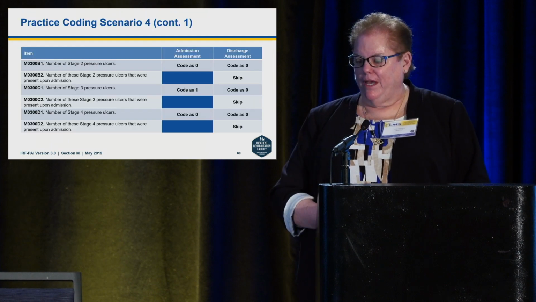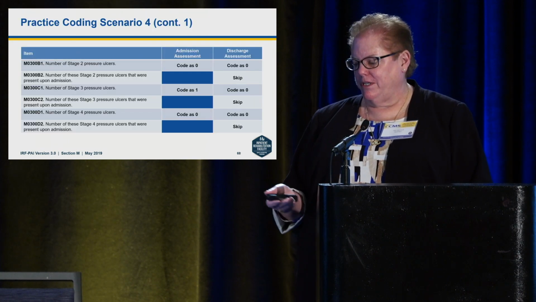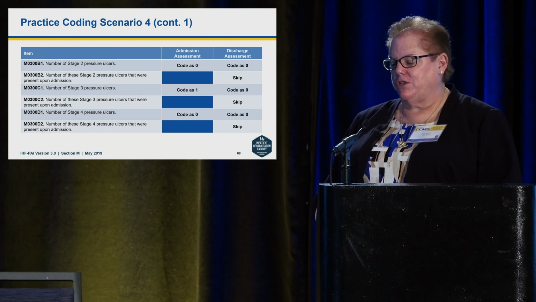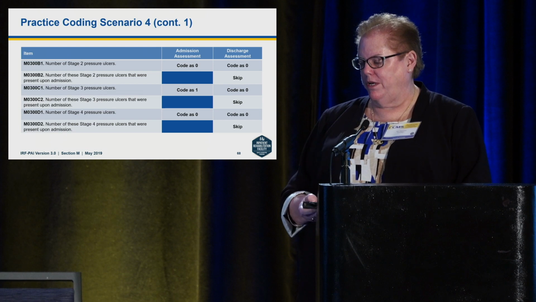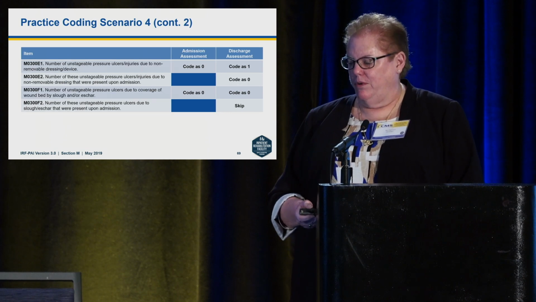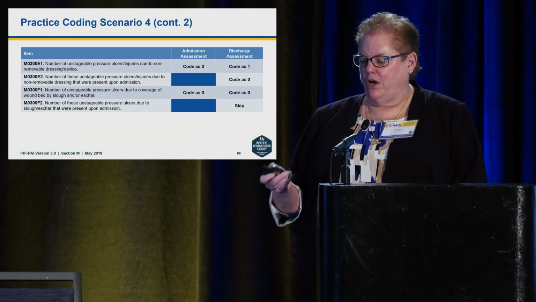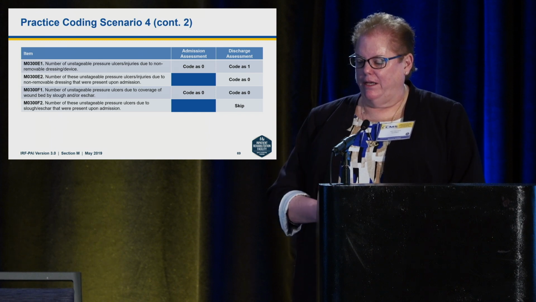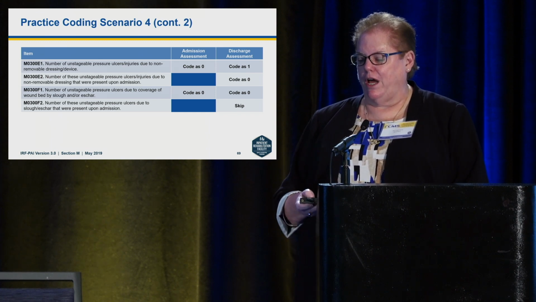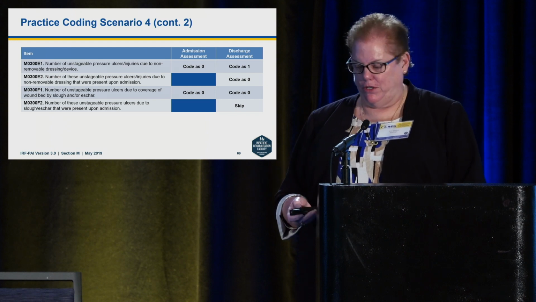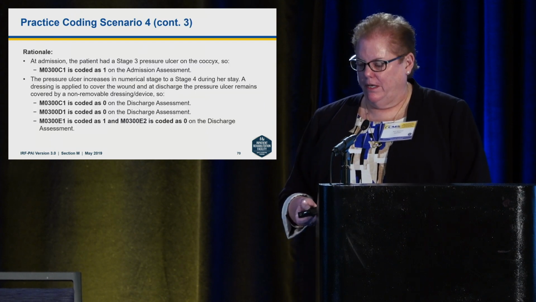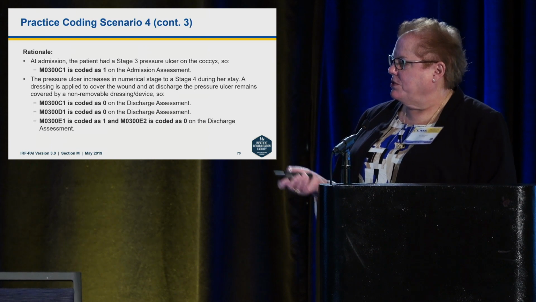Okay. And then the practice scenario here is exactly how you're going to code it. On admission, the person had a stage 3 pressure ulcer, so we coded that as 1. And on discharge, we had an unstageable pressure ulcer or injury due to non-removable dressing. We had 1 of those, and none of them were present upon admission, and that's how we would encode this. And then this goes through everything that we just talked about.